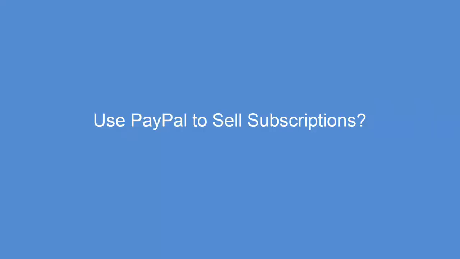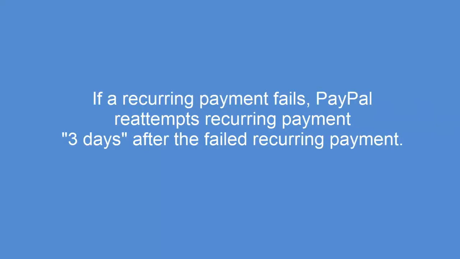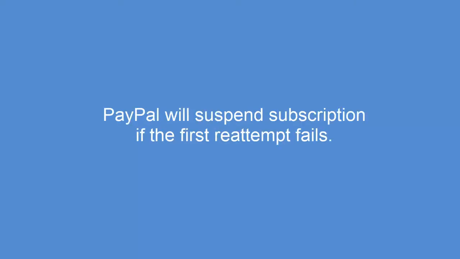So the way the PayPal suspension and cancellation for subscriptions work is if a recurring payment fails, PayPal will reattempt a recurring payment 3 days after the failed recurring payment. If it fails today, for example, 3 days from now, PayPal is going to reattempt and try to charge the user again. And that's the first reattempt after 3 days, right? So after the first reattempt, which happens 3 days after the recurring payment fails, if it still fails, if users don't take action, then PayPal will suspend the subscription.